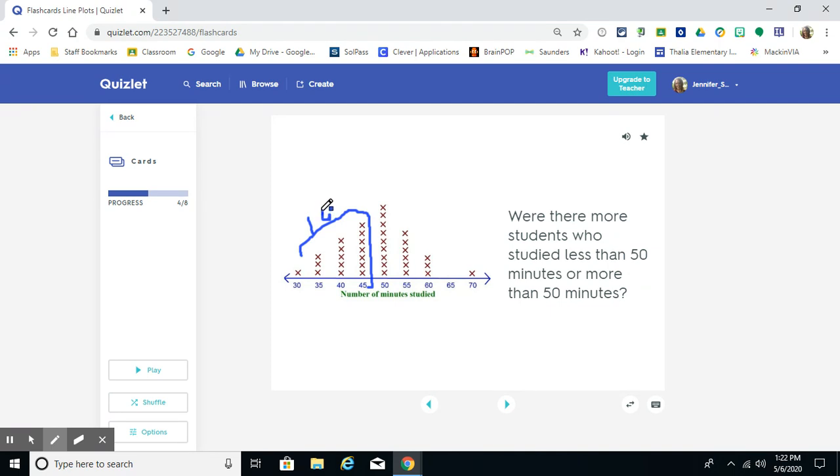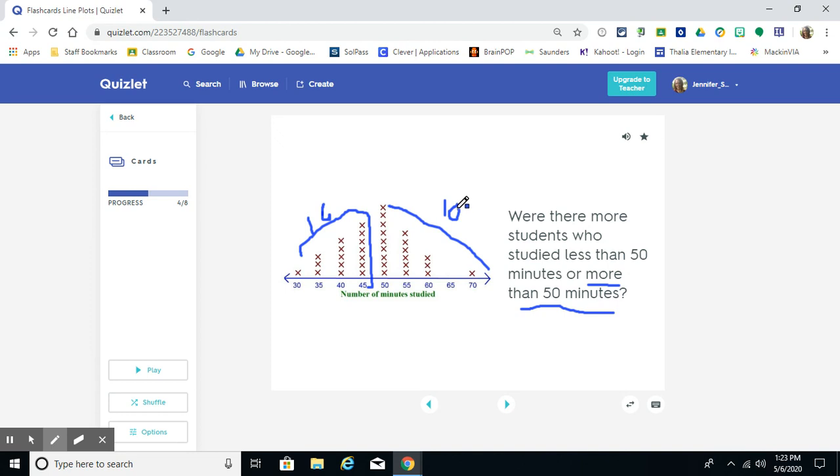Still getting used to that drawing tool. Now we need to look at how many studied more than 50 minutes. Again, 50 minutes on the dot doesn't count. So we are starting right here at 55 minutes or more. 1, 2, 3, 4, 5, 6, 7, 8, 9, and 10. So 10 students studied more than 50 minutes.